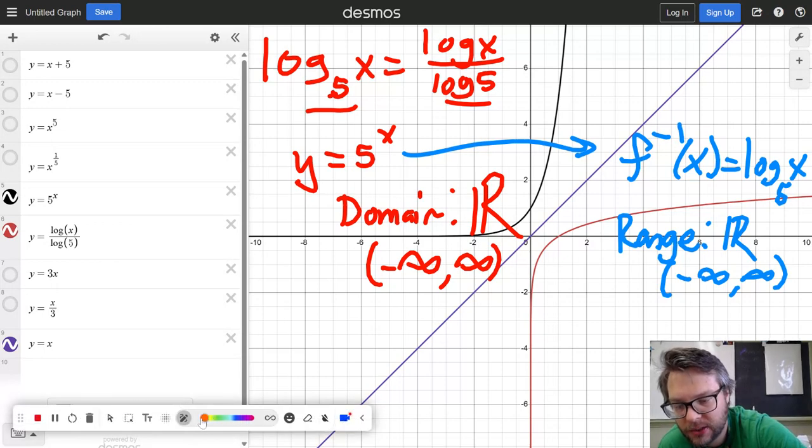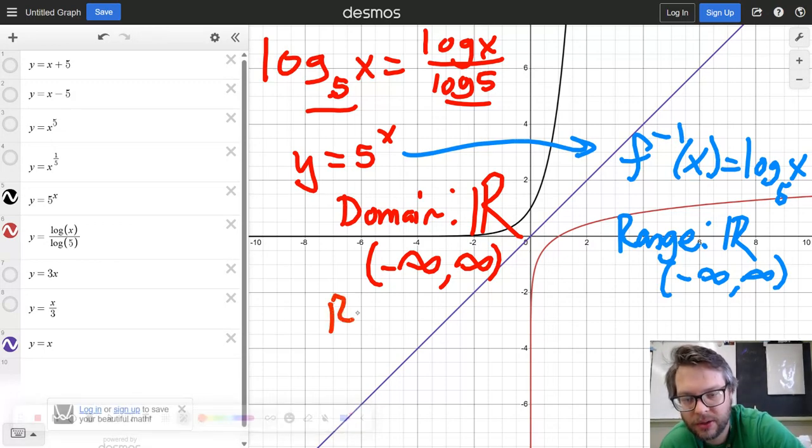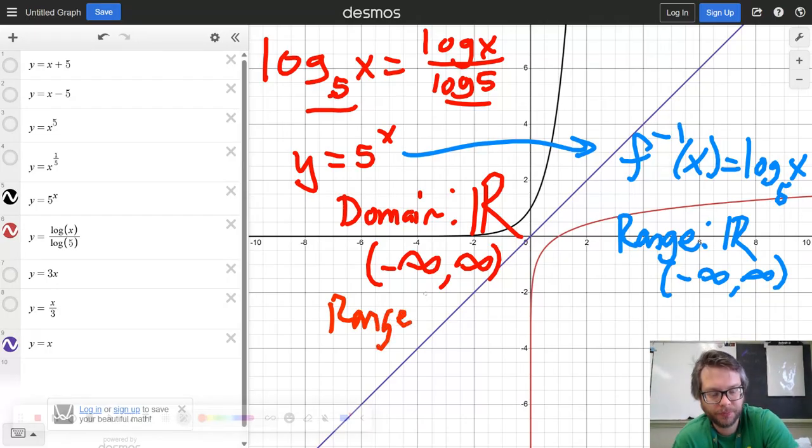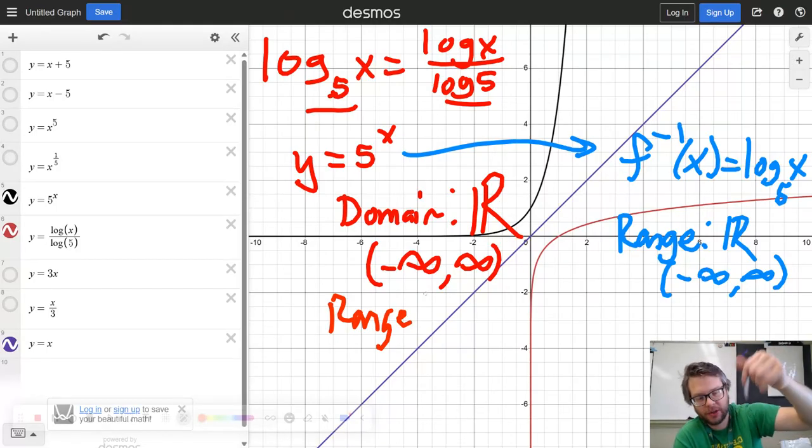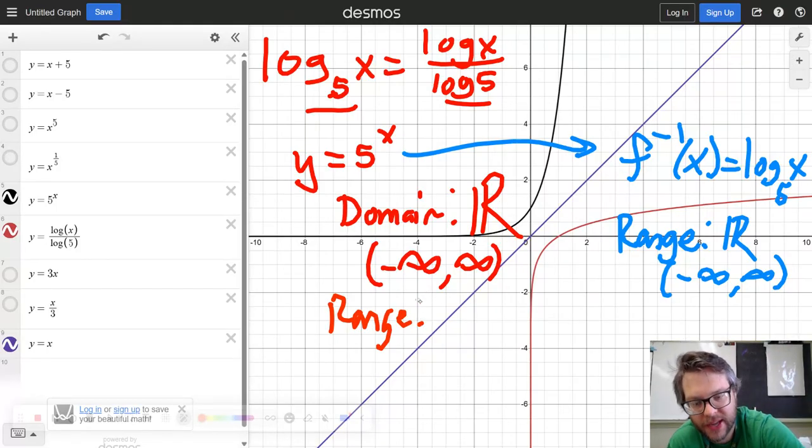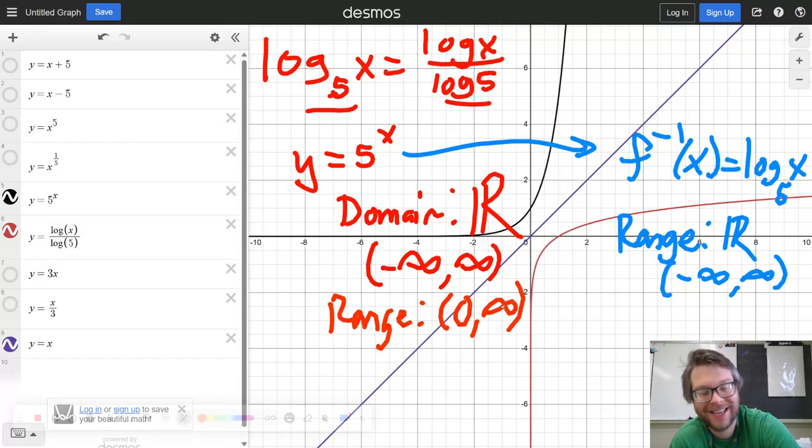Now let's switch gears and talk about the range of the exponential function. The exponential function has a horizontal asymptote. It never goes below the x-axis. So the range of 5 to the x is everything from 0 up to infinity. And it never reaches 0. You can never multiply a non-zero number by itself and end up with an answer of 0.